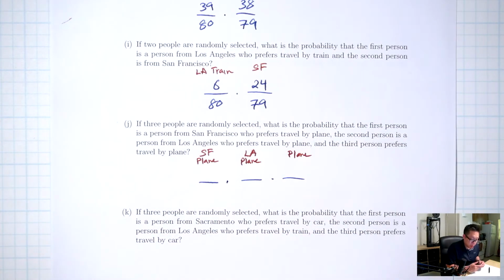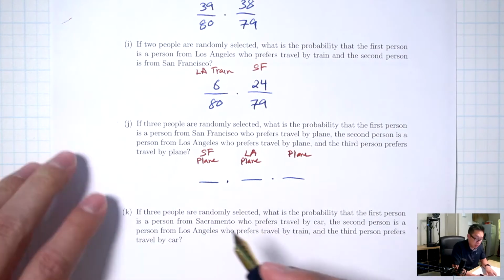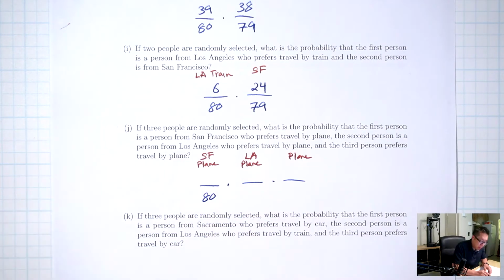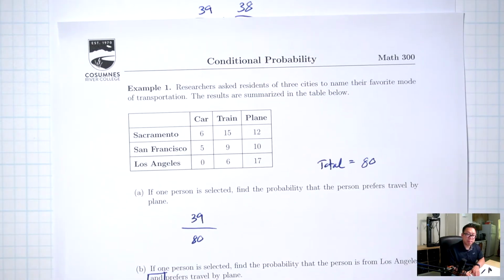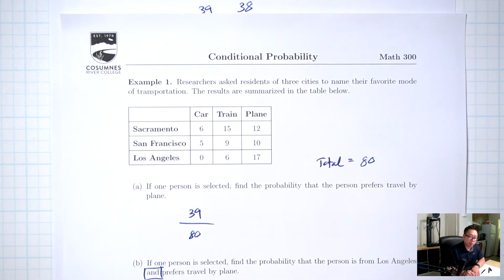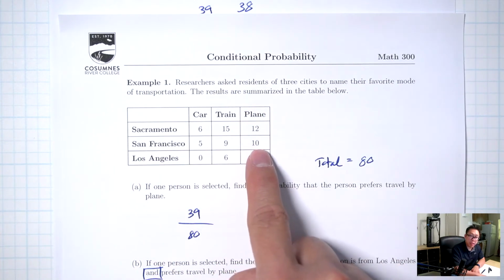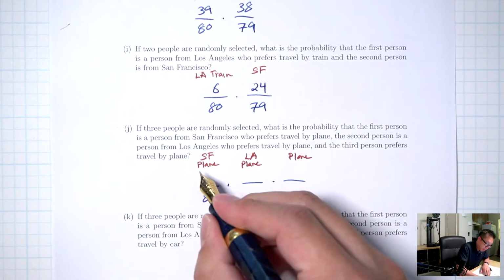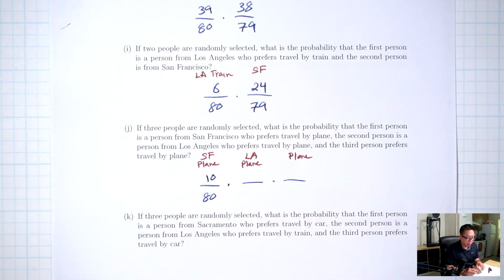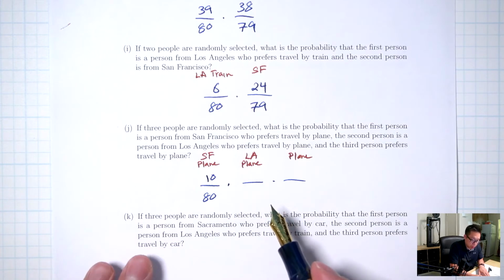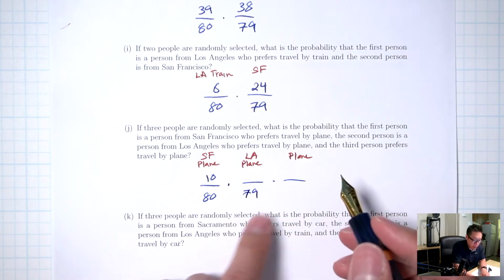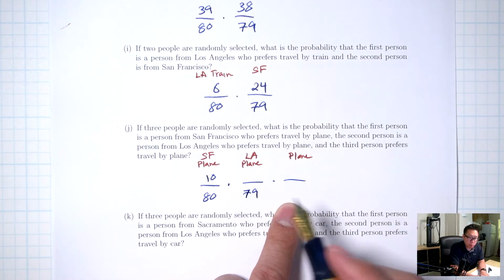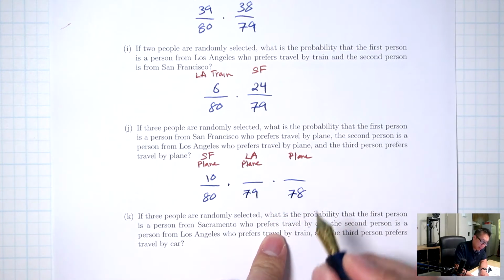The first fraction, the bottom is going to be everybody, which is 80. Up top, I want SF plane. How many SF plane? SF plane, 10. Second fraction, because I chose one person already, the bottom is going to be down by 1 to 79. And let's go ahead and do the bottom of the third fraction. Down by 1 again, 78.